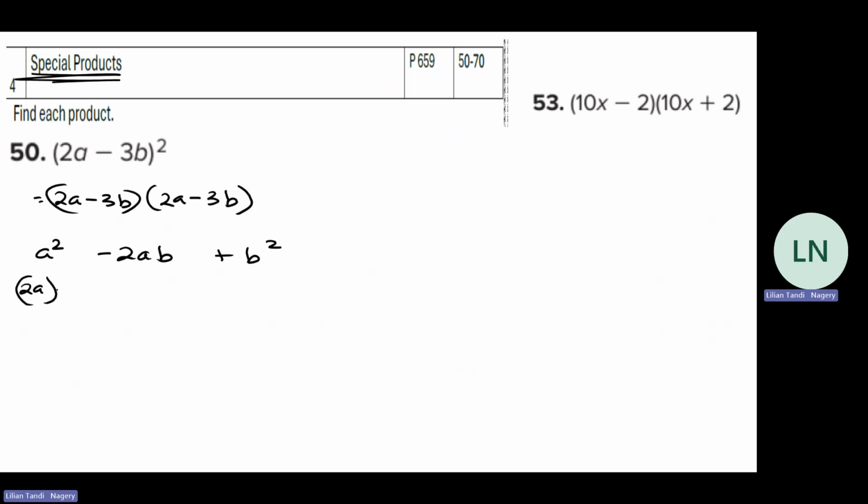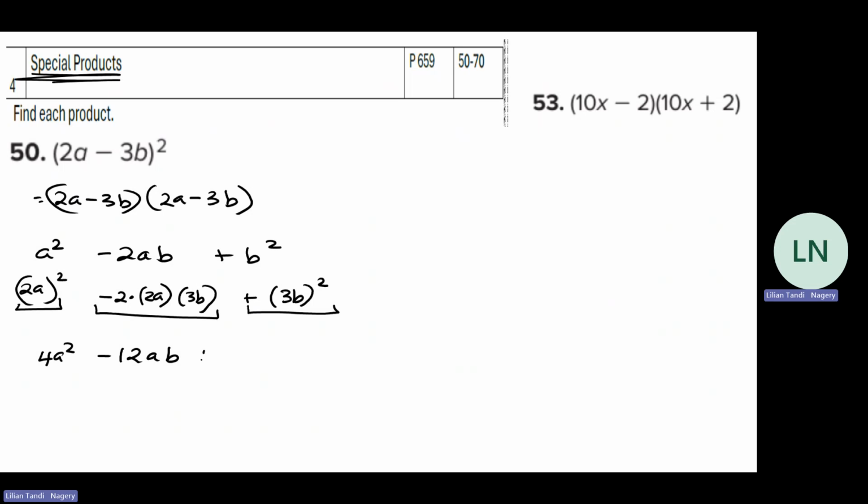Who is your a? 2a. What are you doing with your a? You're squaring. Then here you're going to do negative 2 times 2a times 3b, because your b is 3b. Don't forget the sign. Then plus 3b squared. This becomes 4a squared. This becomes negative 4 times 3, negative 12ab. And this becomes positive 9b squared. And you box your answer.